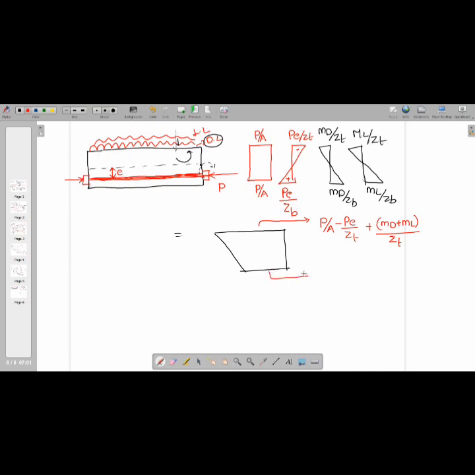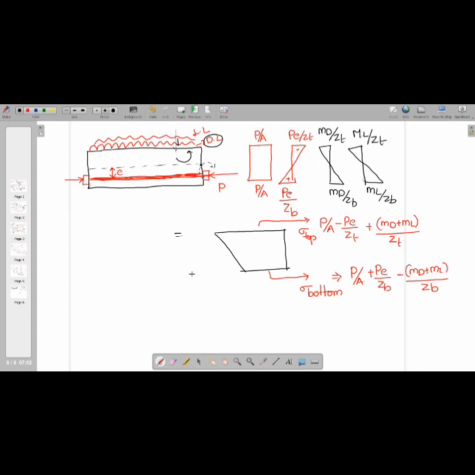Similarly, this is the stress at top. And if I talk about the stress at bottom, you can write here P by A plus PE by ZB minus MD plus ML upon ZB. Sir, you see here, I am writing.